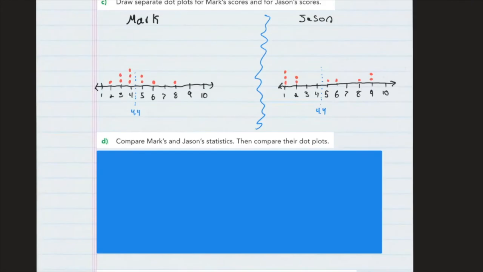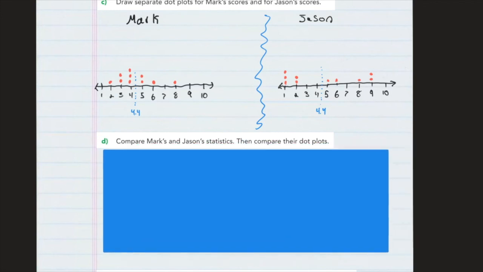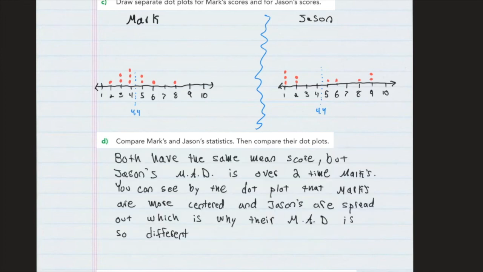So this next question is compare Mark and Jason's statistics, then compare their dot plots. I just didn't want you to see the answer, so I made this box here. I'm just going to delete that box. So when you look at the statistics, they both have the same mean score, right? They both have a 4.4 here. Jason's mean absolute deviation was over 2 times as large as Mark's.